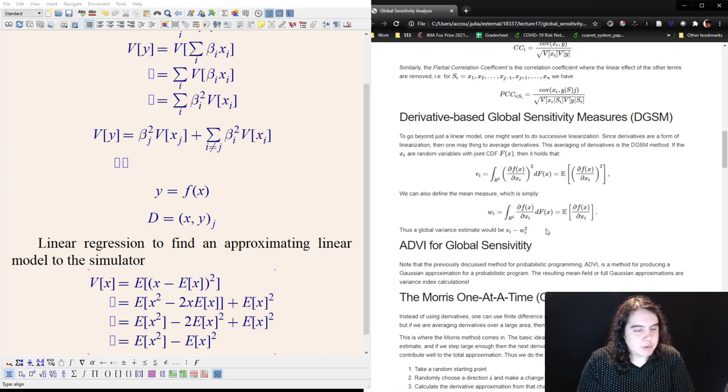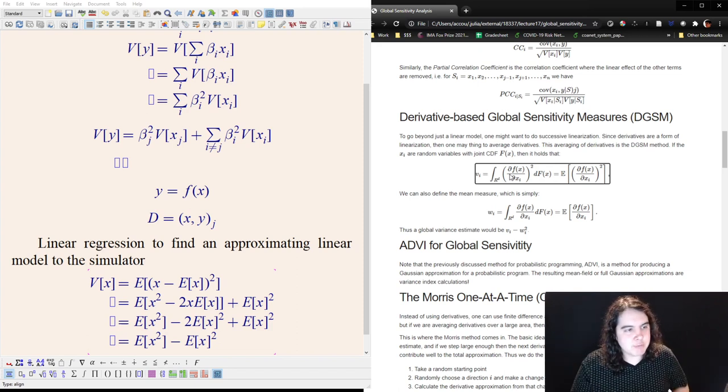So here's a way to straightforwardly use your local sensitivity analysis with a direct averaging approach to give a global sensitivity measure. And it's really nice because it can make use of everything that you've done with adjoints, but it is something that's expensive. So there are other methods that people have come up with.